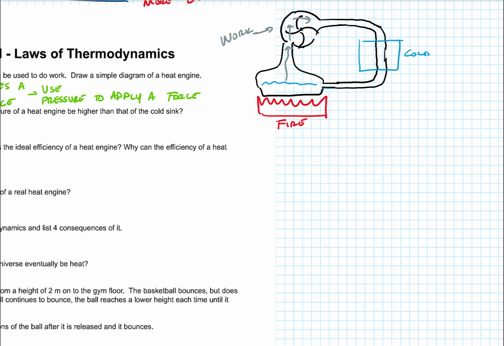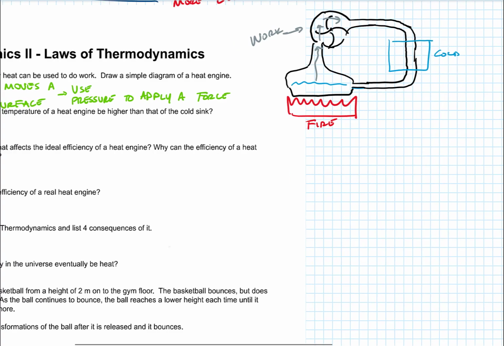Other examples of heat engines: this is a steam engine, obviously. Your internal combustion engine in your car is a heat engine. And your diesel engines are heat engines. So those are some examples of heat engines that don't use steam. All right, that's our heat engine.